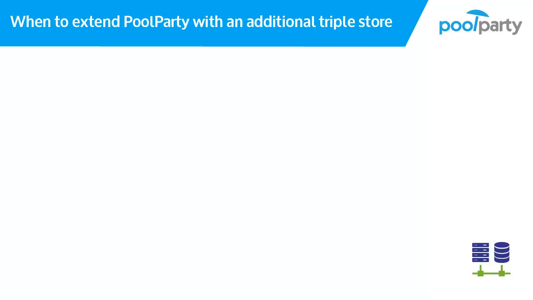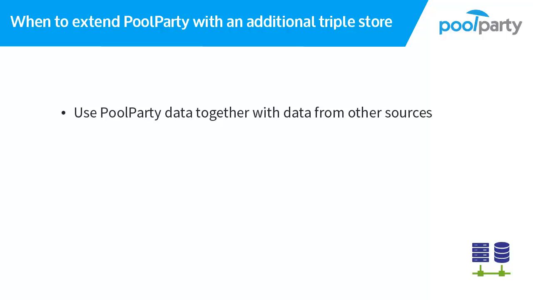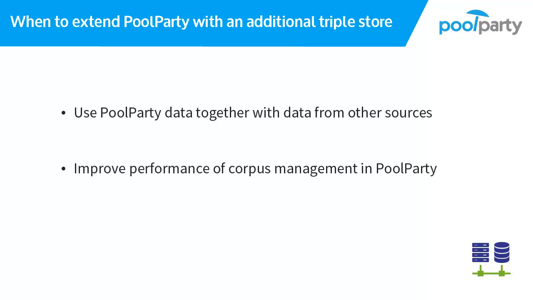The most common use case is that I want to build an application that uses data that comes from PoolParty in combination with data that comes from a different source. It is not feasible to keep all this data in PoolParty. After all, PoolParty is a semantic technology platform and neither a database nor a content management system. So we need an external triple store to keep the data. In some cases, it also can make sense to extend PoolParty with an additional triple store for reasons of performance.